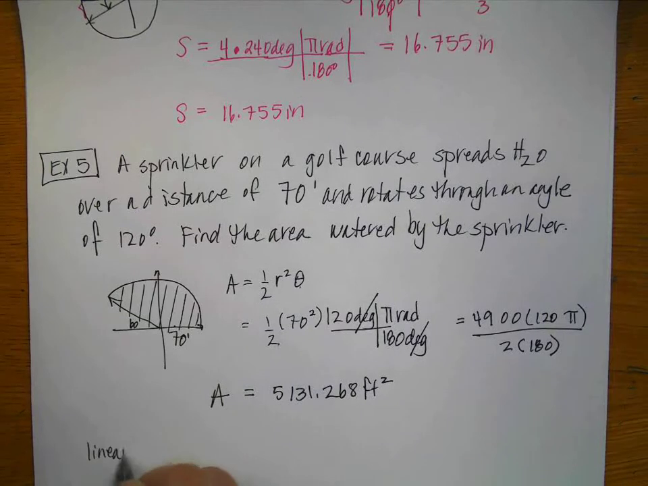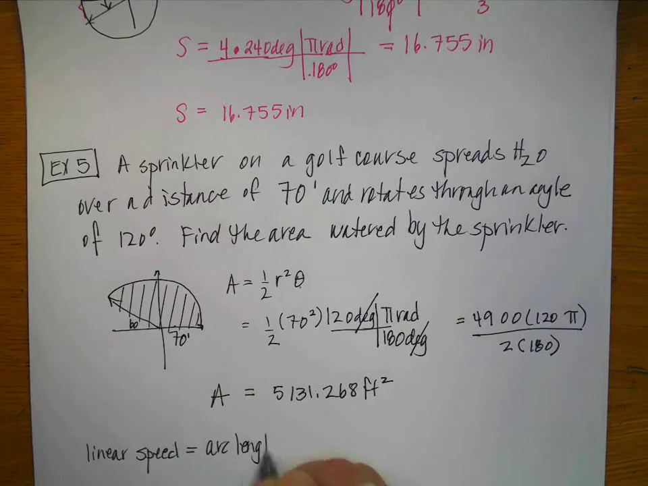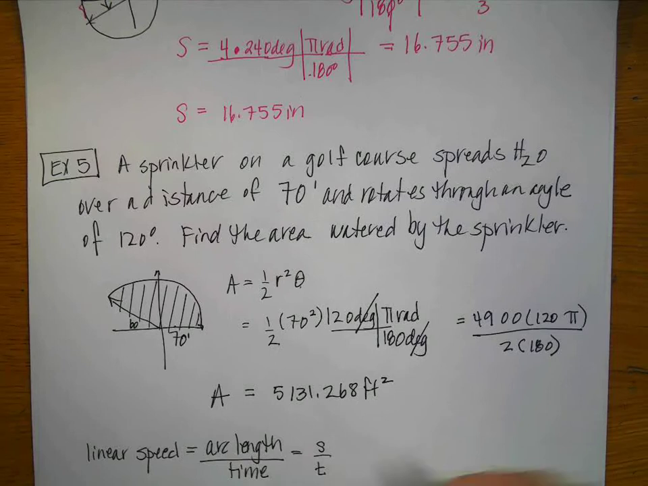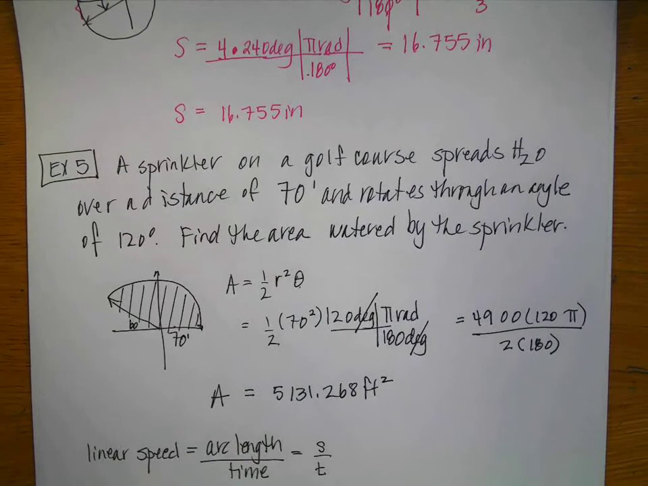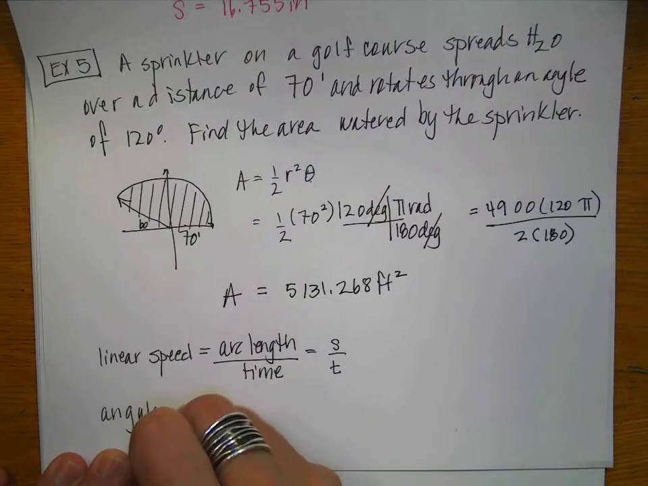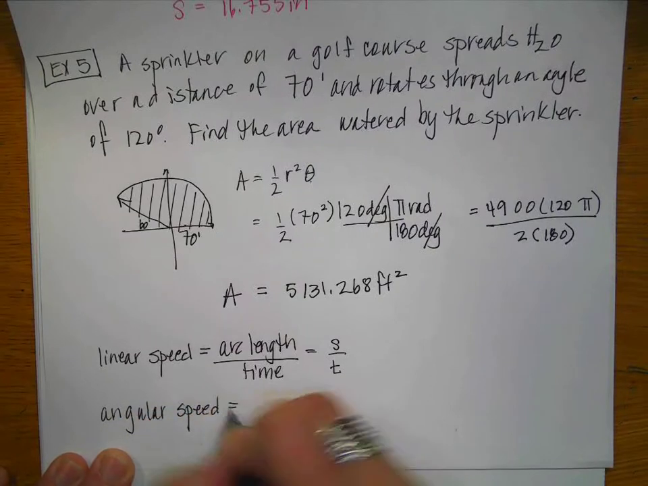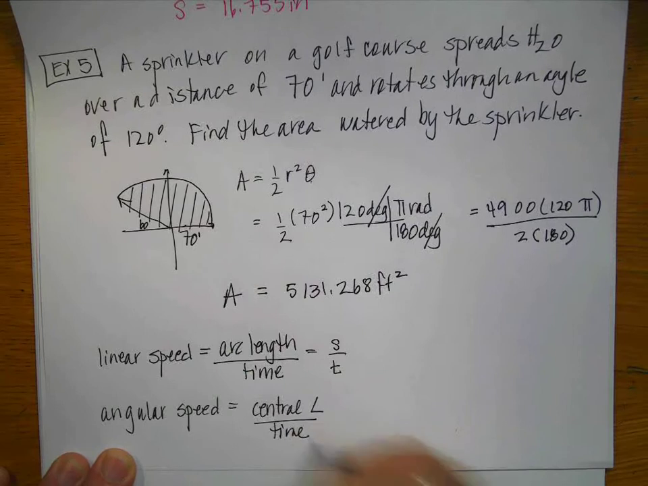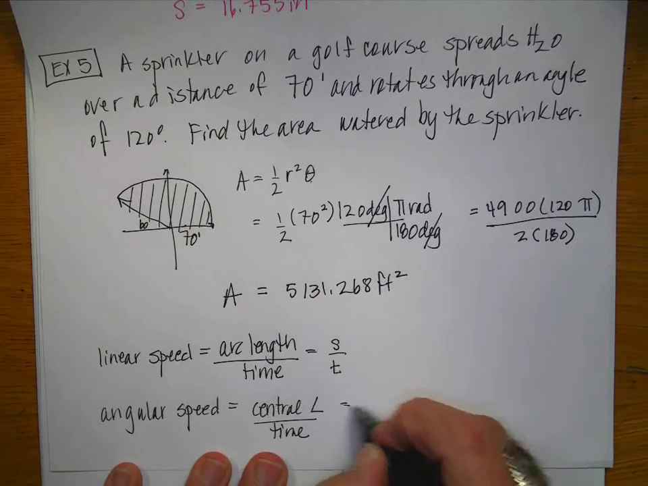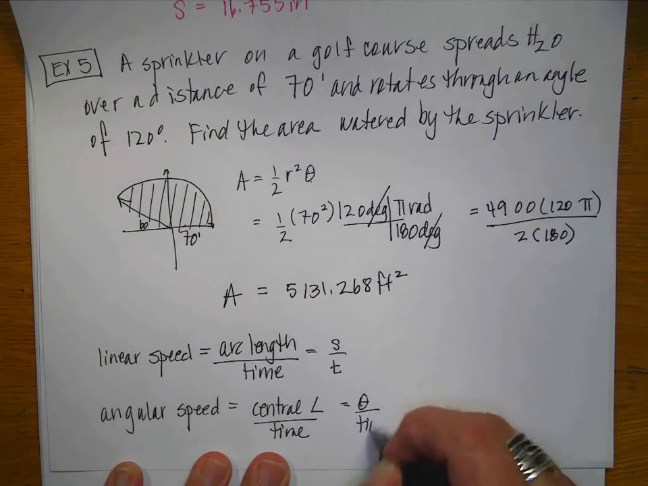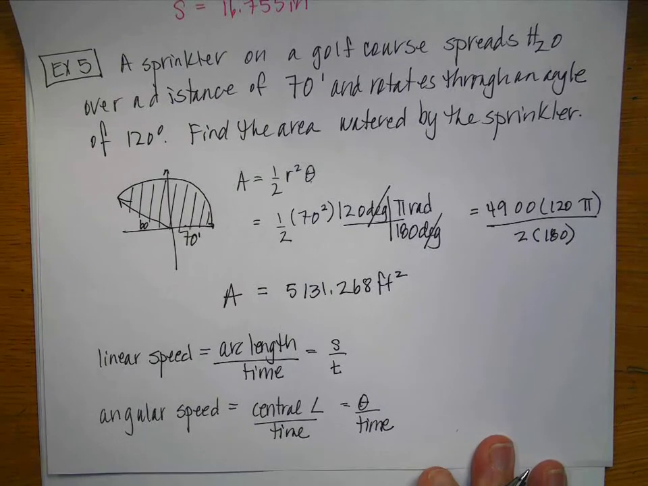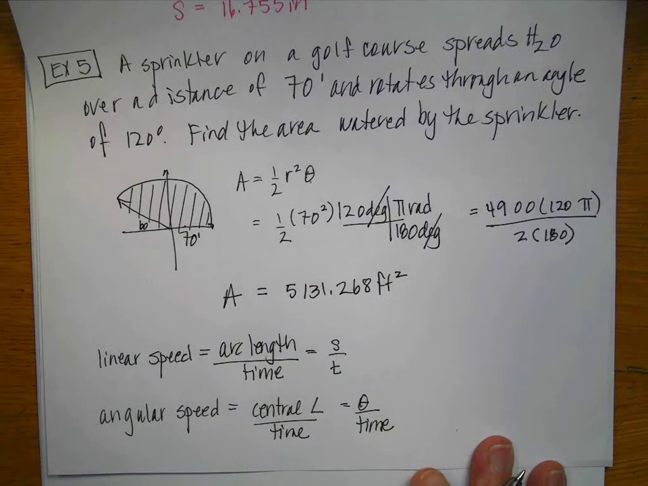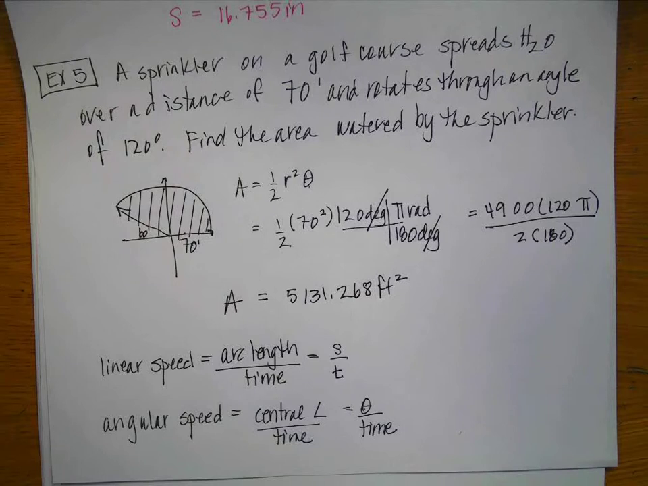Alrighty. There are a couple of other formulas that the book likes to throw in, and I'll just include those at the end. So linear speed is going to equal arc length divided by time, and that's going to be S divided by T. And then if I want to talk about an angular speed, then that is going to equal the central angle divided by time. And because we're doing everything in radians, this would be theta divided by time. And in theory, we'd like to convert our theta to radians.